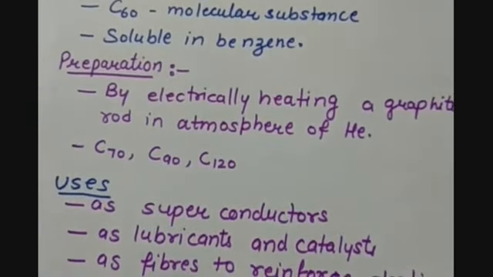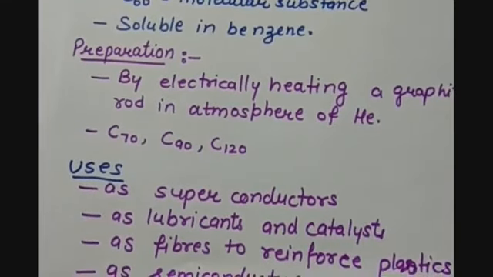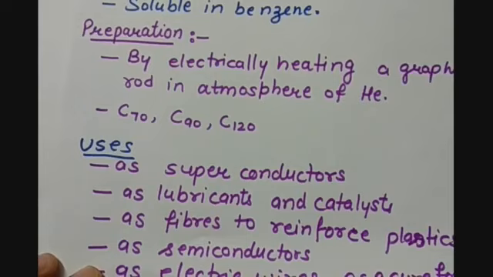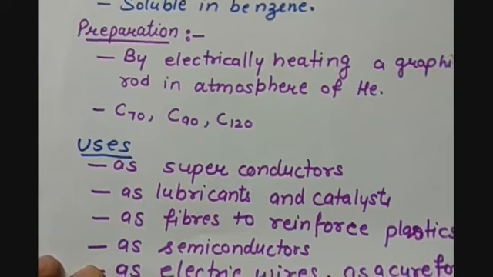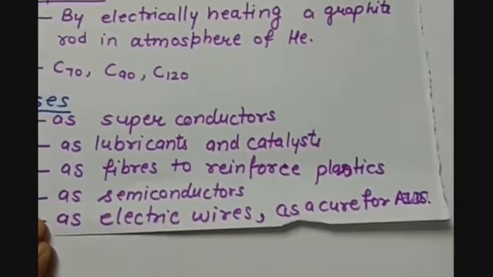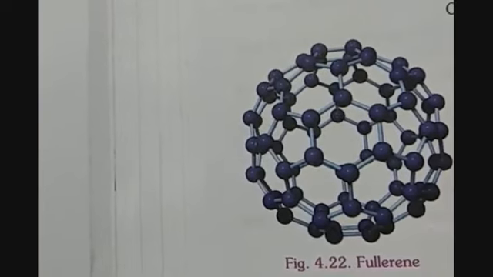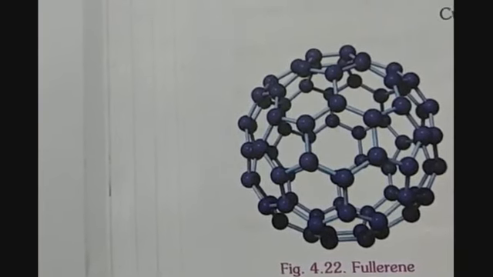Fullerene is used as superconductors, as lubricants and catalyst, as fiber to reinforce plastic, as semiconductors, as electrical wires, or as a cure. It is also used for the treatment of AIDS. So as a cure for AIDS it is also used. This type of football kind of structure is obtained by fullerenes.